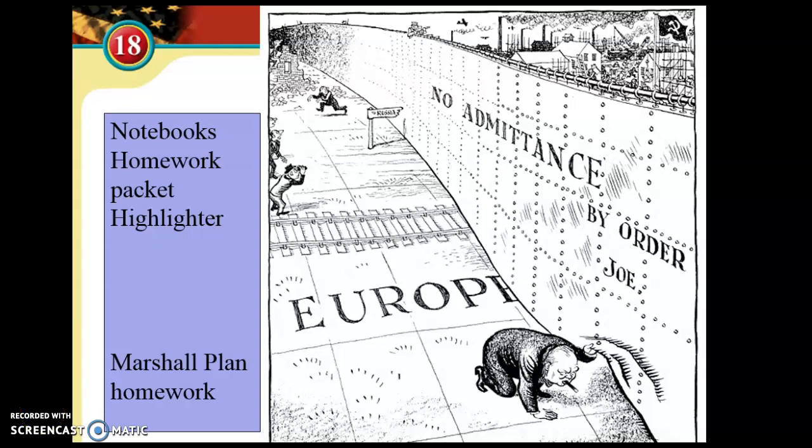Welcome back. So hopefully you can tell that you're looking at Winston Churchill peeking underneath the Iron Curtain, the Soviet Union on one side and the rest of Europe on the other. And we'll talk a little bit more about this cartoon later on.